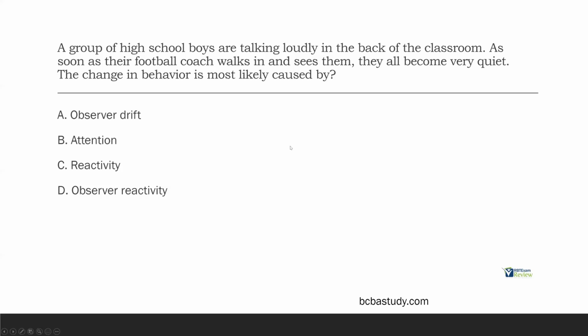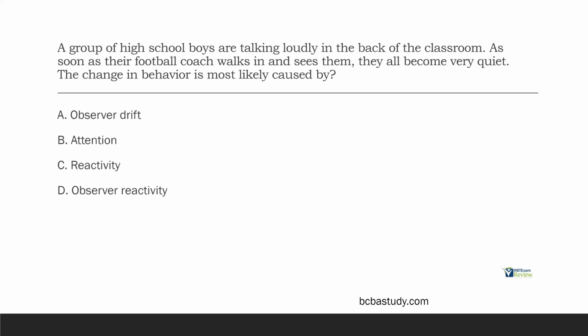A, observer drift. The way we're measuring things, is it changing? The way we're seeing things, is it changing? No, we're not talking about observer drift here, right? That's not what's causing this change in behavior. B, attention. Well, we know it's a function of behavior, right? So it's a bit why the behavior could be occurring, but in this case, we're not looking at why the behavior is occurring. We're looking at why did the behavior change? What caused this behavior to change? Not why did it happen in the first place. So C, reactivity, is what we're looking for.